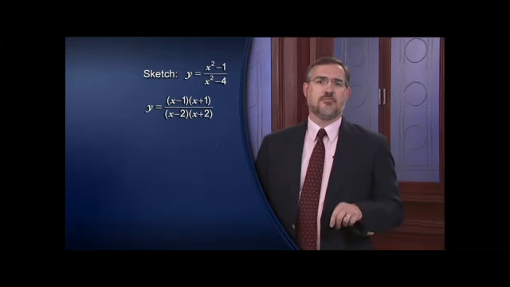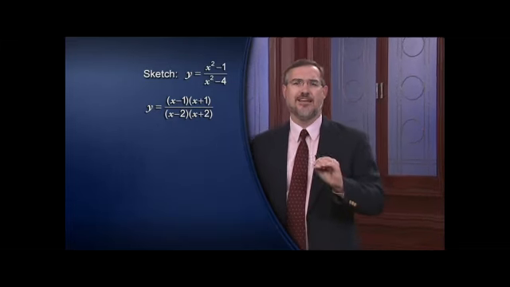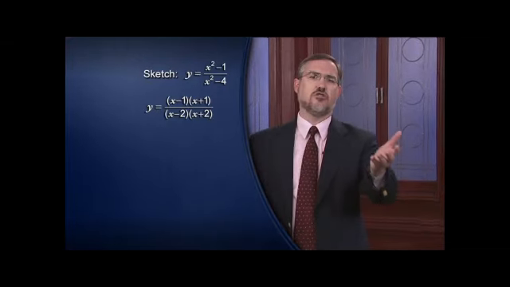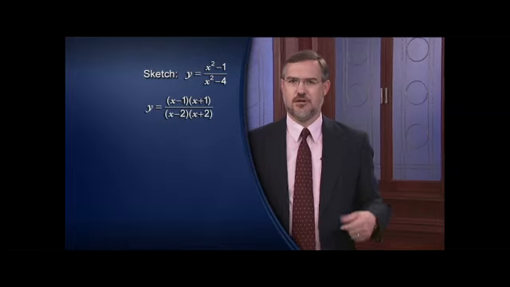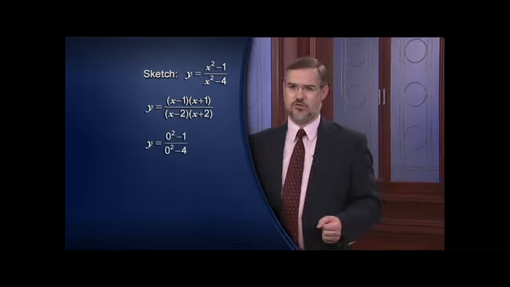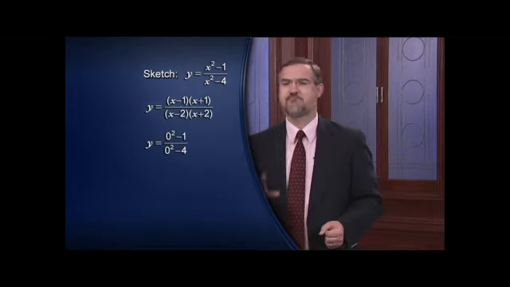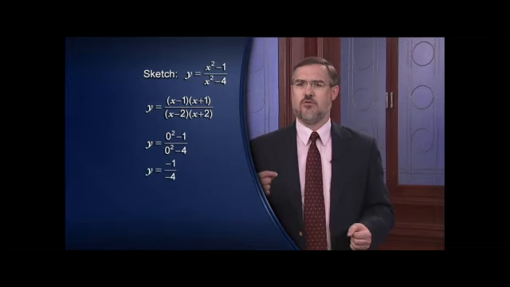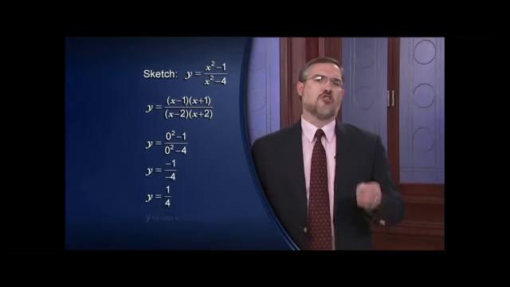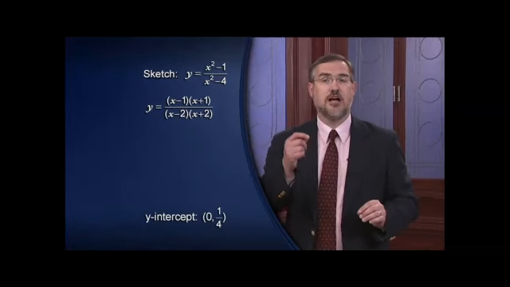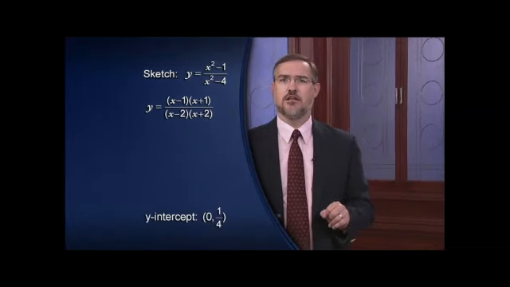Now the y-intercept. Now you're going to plug 0 in for x and see what you get back. If you go back to the original version of the function, which you don't have to do, but if you go back to that and plug 0 in for x, you'll have y equals (0 squared minus 1) over (0 squared minus 4), which is negative 1 over negative 4, which is 1/4. So the y-intercept is at (0, 1/4). You can plot that point now as well if you want.